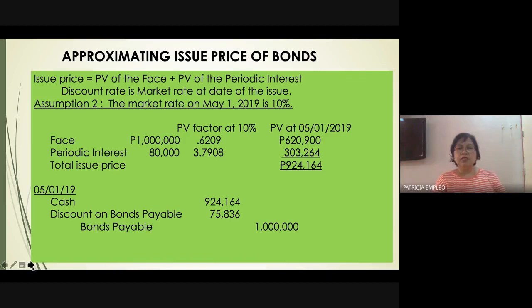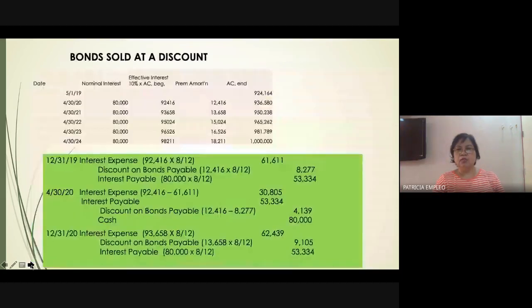So we prepare another amortization table. Again, our starting amortized cost is 924,164. Our nominal interest is 80,000 based on 8% of 1 million. Our effective rate is 10%. So we start on the date of issue with the amortized cost equivalent to the issue price of 924,164. Again, your nominal interest is fixed because these are term bonds. Your effective interest is equal to 10% of the beginning amortized cost. So this is 10% of 924,164. So this is 92,416.